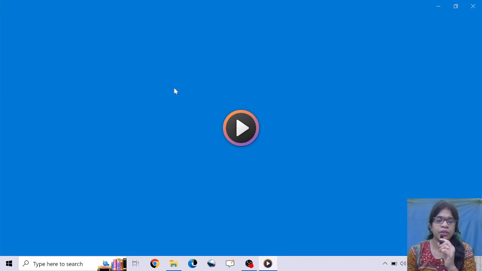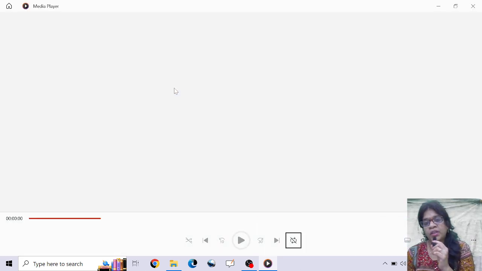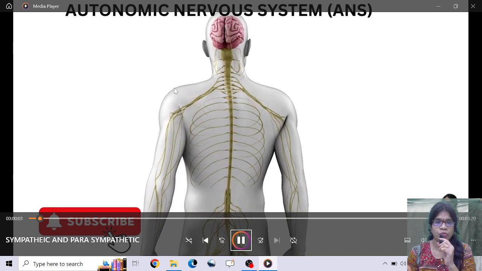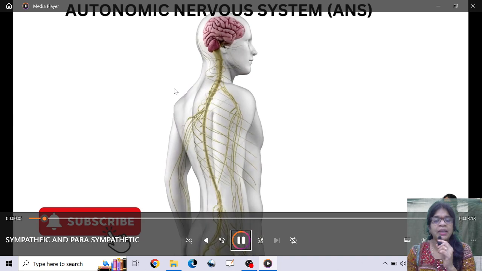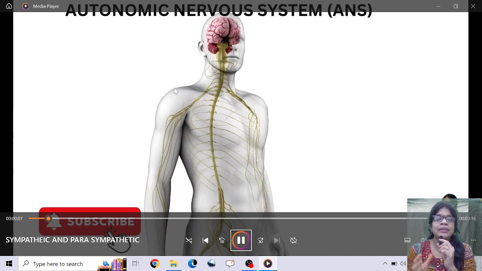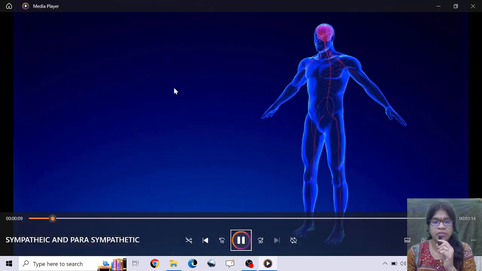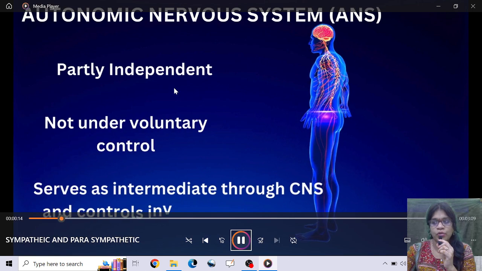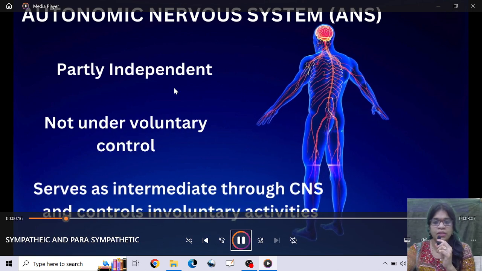Before you enter into it, you have to be well aware of the topic called the autonomic nervous system. What does autonomic nervous system mean? The autonomic nervous system is the one which is partly independent. It acts as an intermediate between the central nervous system, and with the help of the central nervous system, it takes further actions according to the response to the environment.